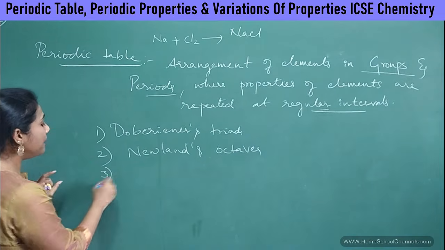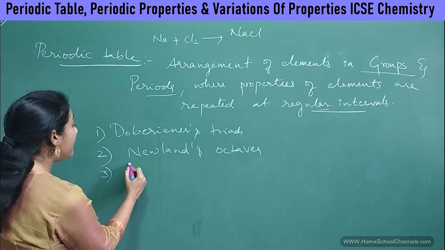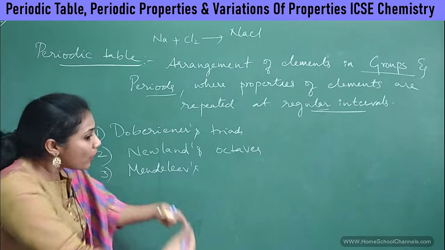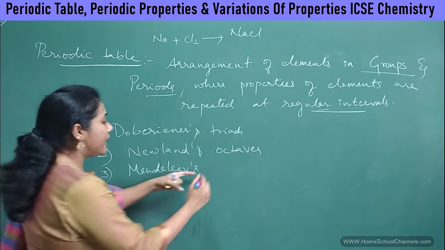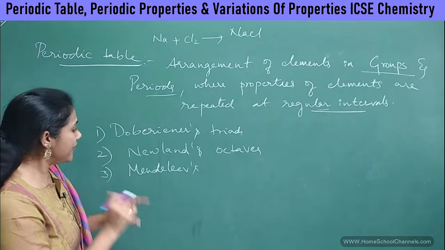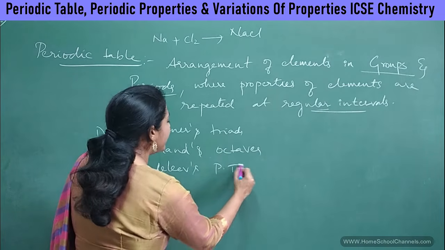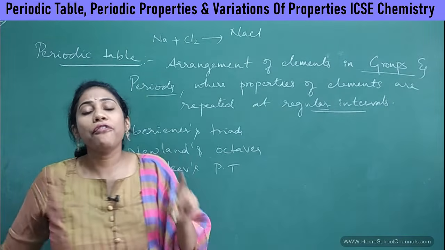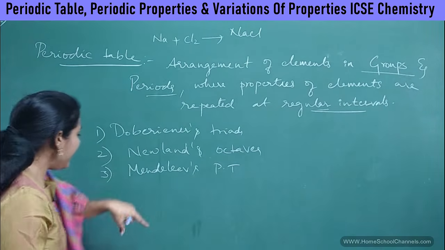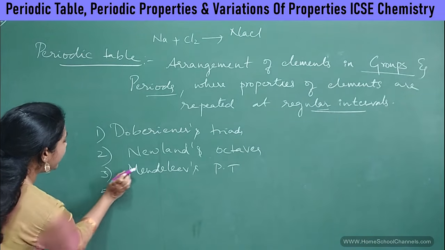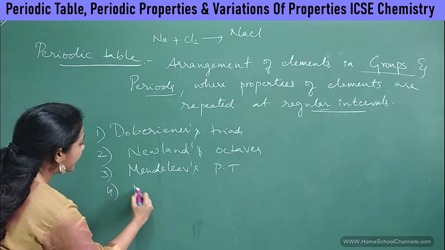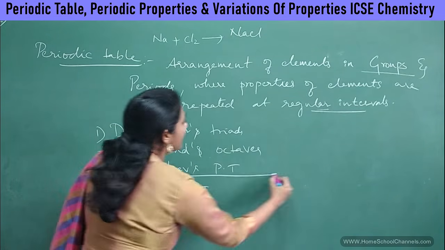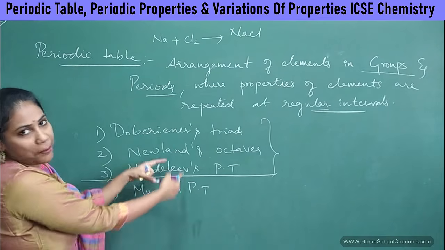And next, the third periodic table that we studied was Mendeleev's periodic table. This somehow looks similar to our present periodic table, that is the modern periodic table, isn't it? So this was Mendeleev's periodic table, where he arranged the elements in the increasing order of atomic masses, right? And later we are going to study the present periodic table, that is the modern periodic table. So these 3 periodic tables are the history of the periodic table.